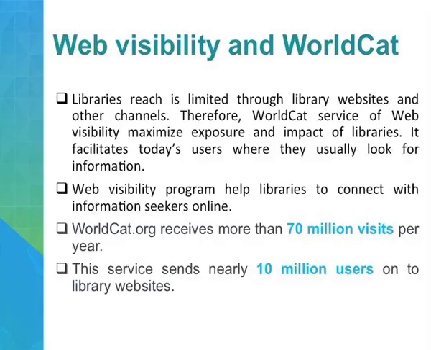As far as web visibility and WorldCat is concerned, a library's reach is limited through its library website and other channels. Therefore, the WorldCat web visibility service maximizes the exposure and impact of libraries. It facilitates today's users where they usually look for information. The web visibility program helps libraries connect with information seekers online. WorldCat.org receives more than 70 million visits per year and this service sends nearly 10 million users onto library websites.